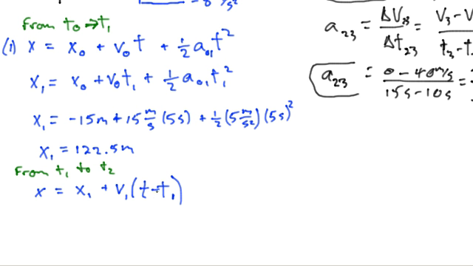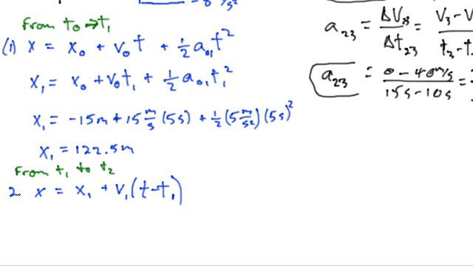At time t1, this will be 0, so x will just be equal to x1, just what we found up here. And then at later times, say at time t is equal to 6 seconds, this will be 6 seconds minus 5 seconds, 1 second, times that constant velocity plus wherever it was at time t1. So that'll be good.